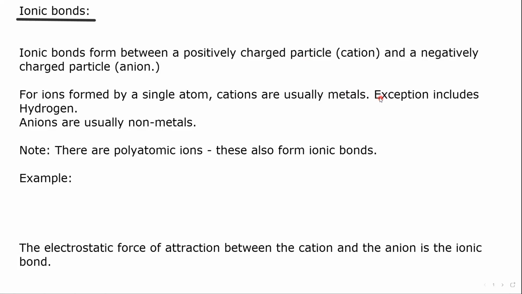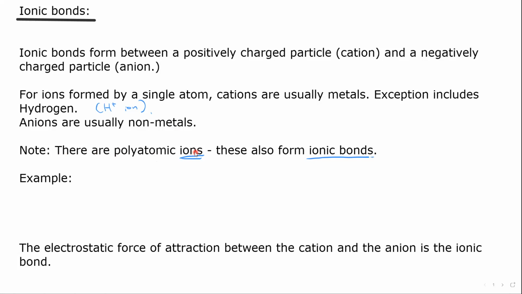And an exception that you come across very often is hydrogen. You should be aware that hydrogen can form an H+ ion, even though we would think of hydrogen as a non-metal. Hydrogen is a little bit weird in the sense that it can also form an H- ion, but usually it's an H+ ion. Anions are usually non-metals. Okay. But where you need to also consider is the idea of polyatomic ions. Polyatomic ions are still ions. So they also form ionic bonds.